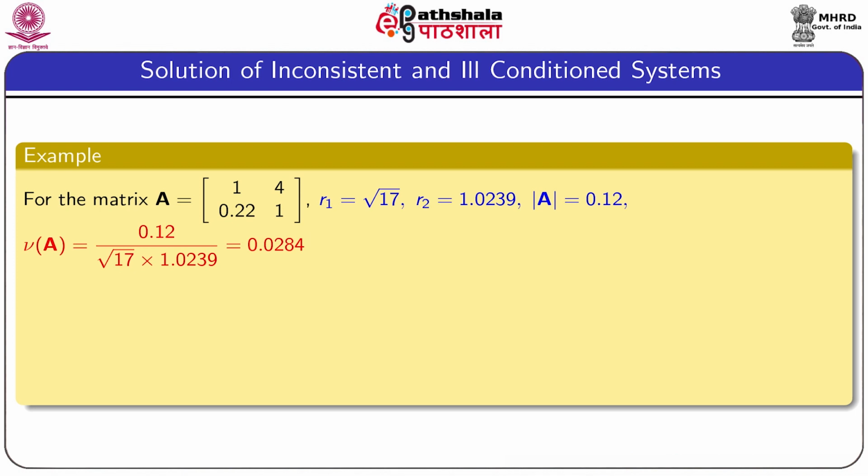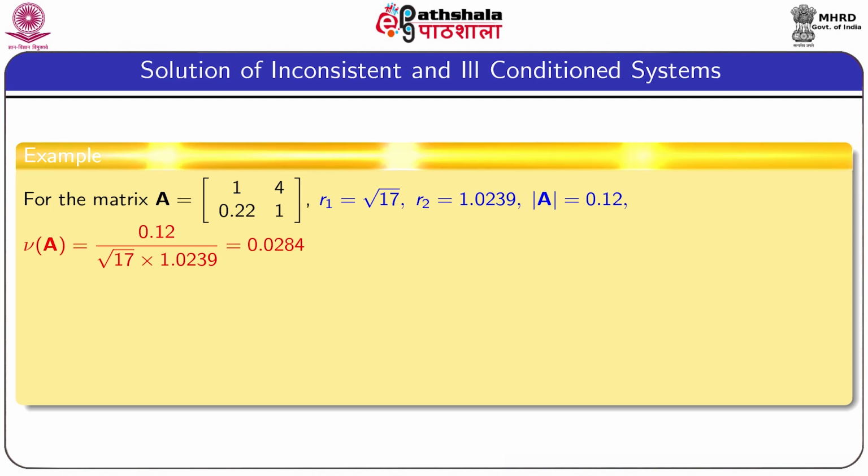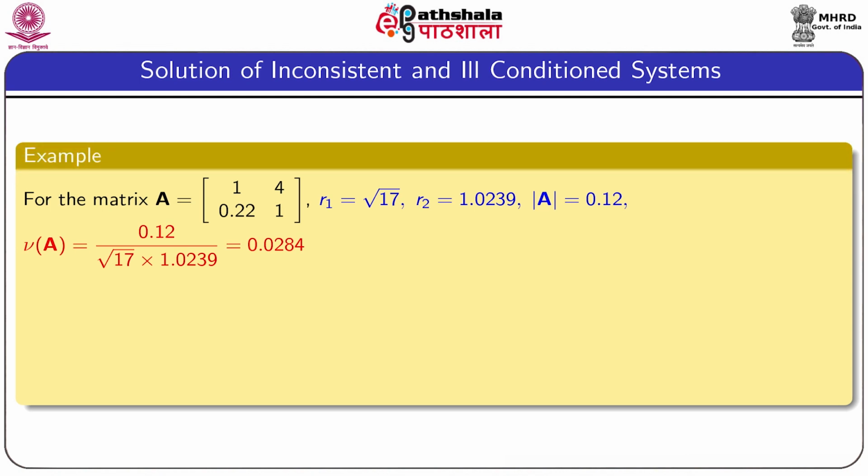Let us consider a matrix A whose first row is 1, 4 and second row is 0.2, 1. For this matrix, R1 equals root 17, R2 equals 1.0239, and the determinant of this matrix is 0.12, and hence nu A equals 0.0284.